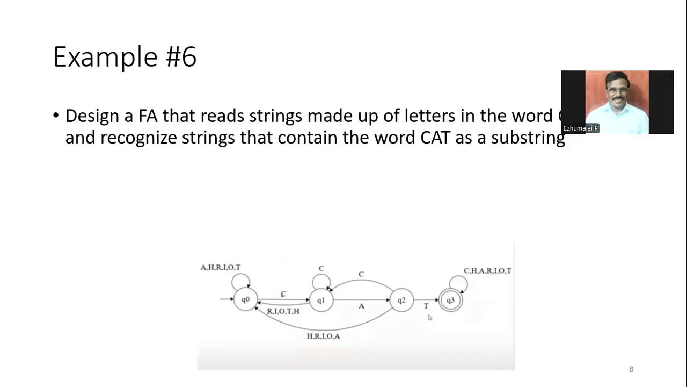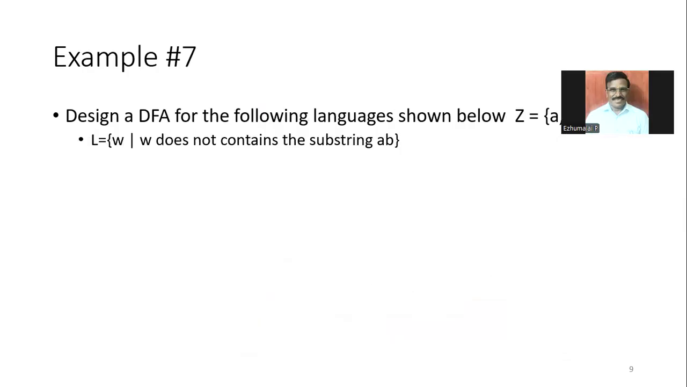So whatever input you are giving, if it contains the substring cat, it reaches the final state. If it does not contain the substring cat, it does not reach the final state. So if any string you give contains cat, it ends in the final state. This is the example for the substring CAT.